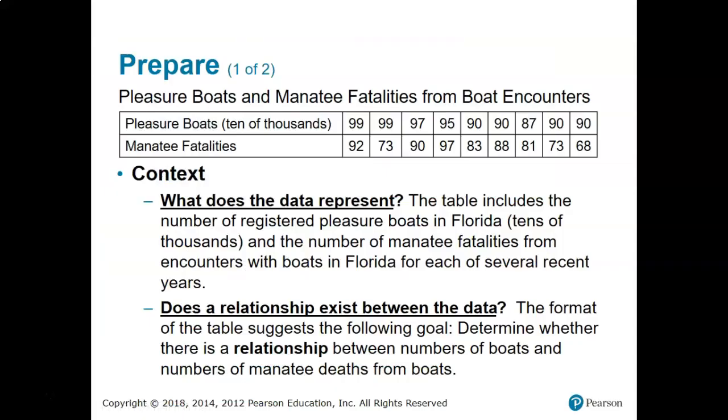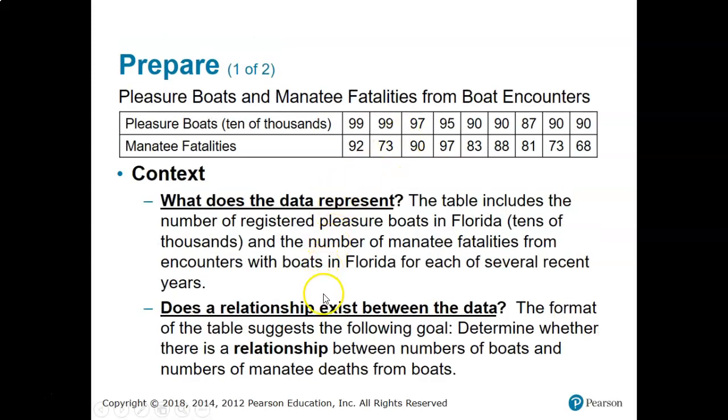Okay, so as far as preparing our data, one of the context questions that we want to consider is, what does the data represent? If I just tell you the number 97, we don't really know what 97 is. It might be 97 inches, it might be 97 beats per minute. We don't know. So you have to give some context to the data that's presented. In this case, it represents the pleasure boats and the manatee fatalities from these boat encounters. So that's what the data represents here.